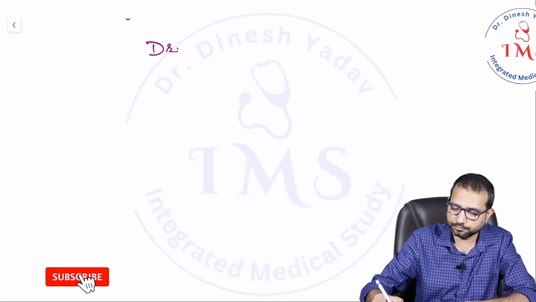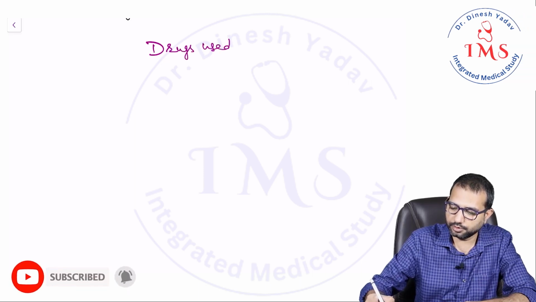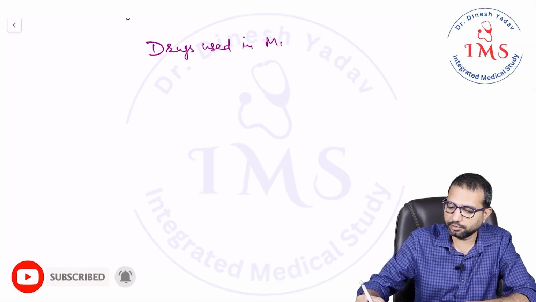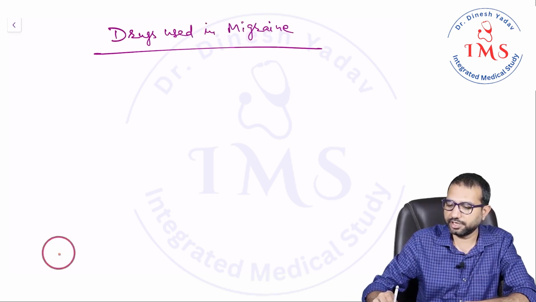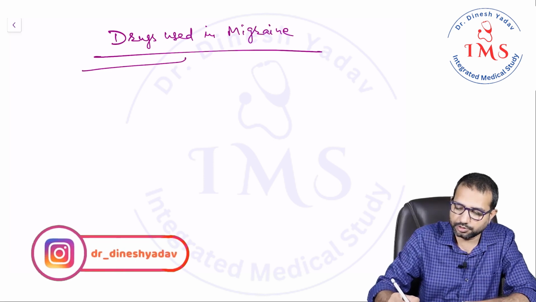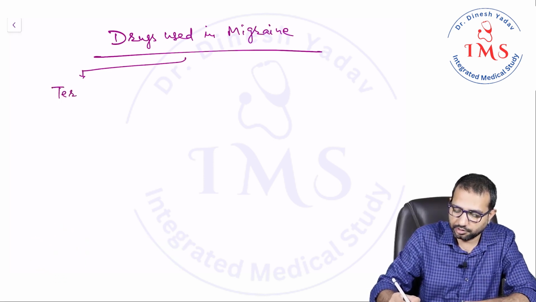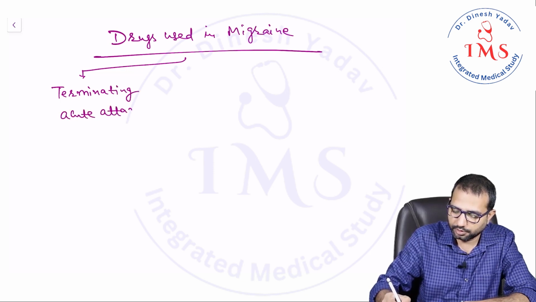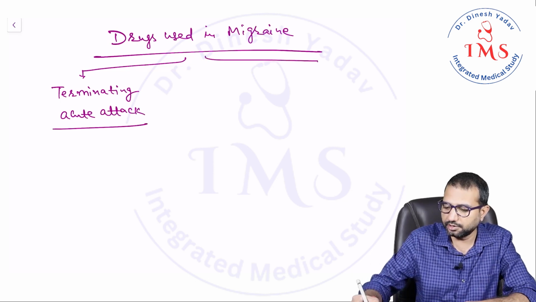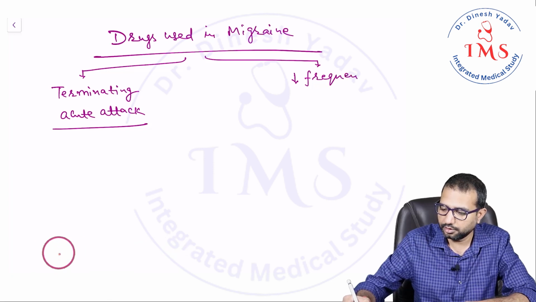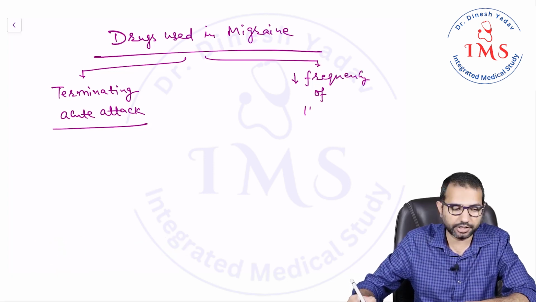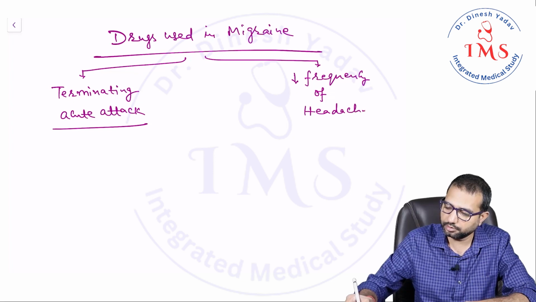The drugs used in migraine. So guys, in migraine patients we use the drugs for two purposes. One is terminating the acute attack, and second is decreasing the frequency of headache, decreasing the frequency of migraine attack.